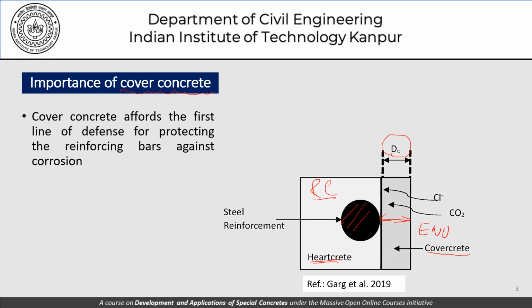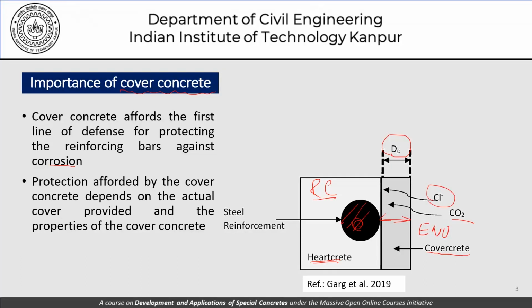The cover concrete affords the first line of defense for protecting the reinforcing bars against corrosion. What is being tacitly assumed is that corrosion of reinforcement, that is this reinforcement bar here, is one of the major problems as far as deterioration of structures is concerned. And one of the reasons why we are doing special concretes is the fact that we need to prevent reinforcement corrosion. Indeed, the cover concrete is the first line of defense against chloride penetration related attack, that's in marine structures, and carbon dioxide related attacks, that is in normal atmospheric conditions.